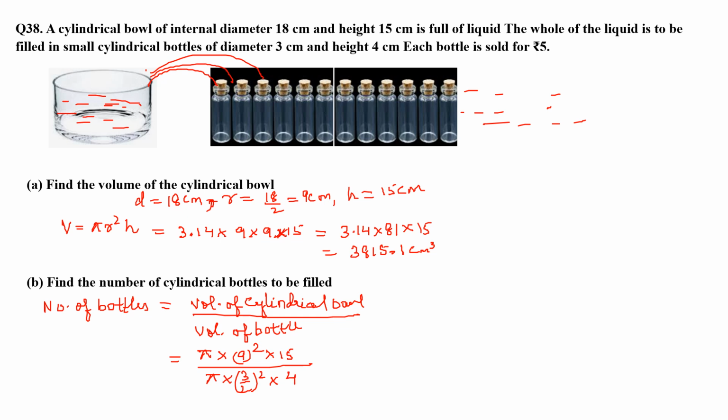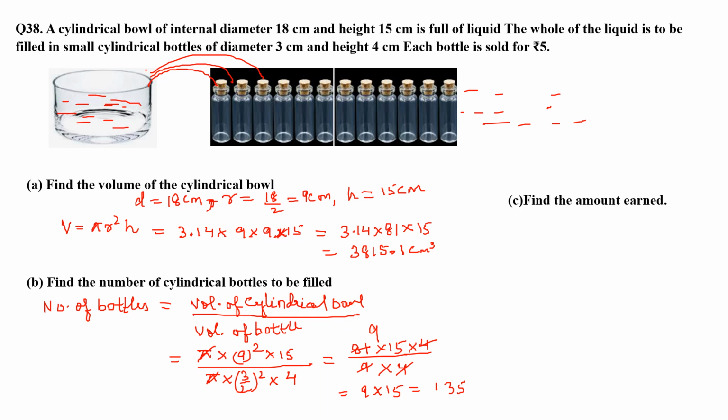Now you have to solve this. So pi and pi will get cancelled here. 9 square is 81 into 15, and the denominator is 3 by 2 whole square, which means 9 by 4. Now 4 will come to the numerator part, so into 4, and 4 and 4 will get cancelled. 9 times 9 is 81, and 9 into 15 gives the answer as 135. So it will fill 135 similar bottles.